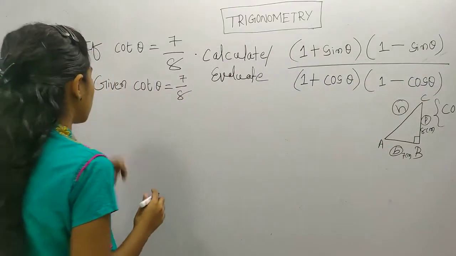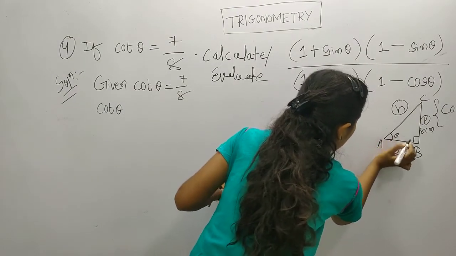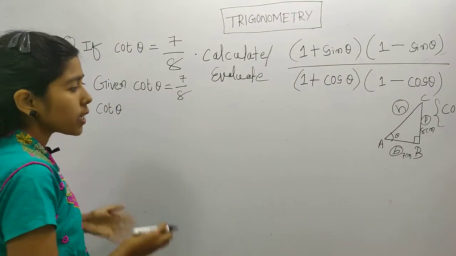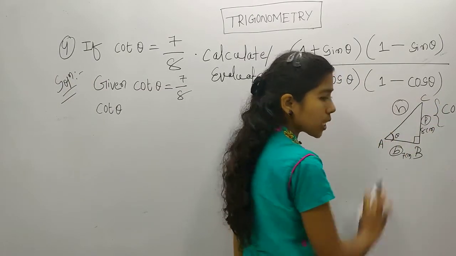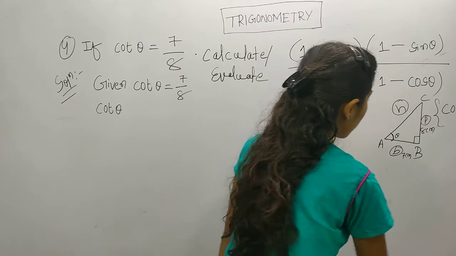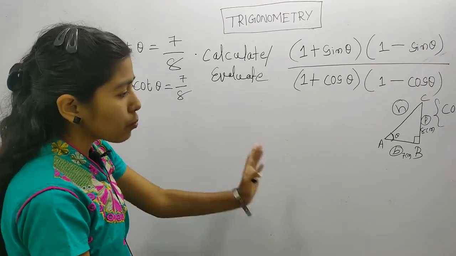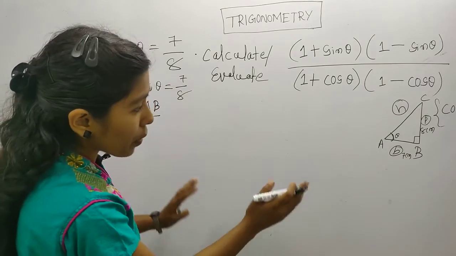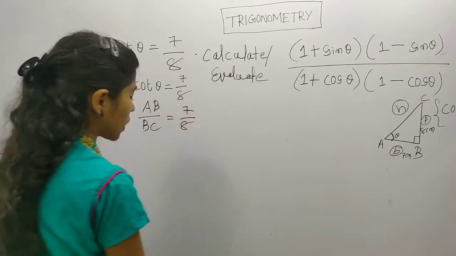So here you can see, first you have to write cot theta. Here is angle theta. So what I said, first you have to look at the angle. Here theta is given as the angle. So the side opposite to angle theta is BC. So this is the perpendicular, this is the slope or hypotenuse, and this is the base. No doubt about the triangle. So see, cot theta equals B by P. So B means base. Which is the base? AB by perpendicular, which is BC, equals 7 by 8.